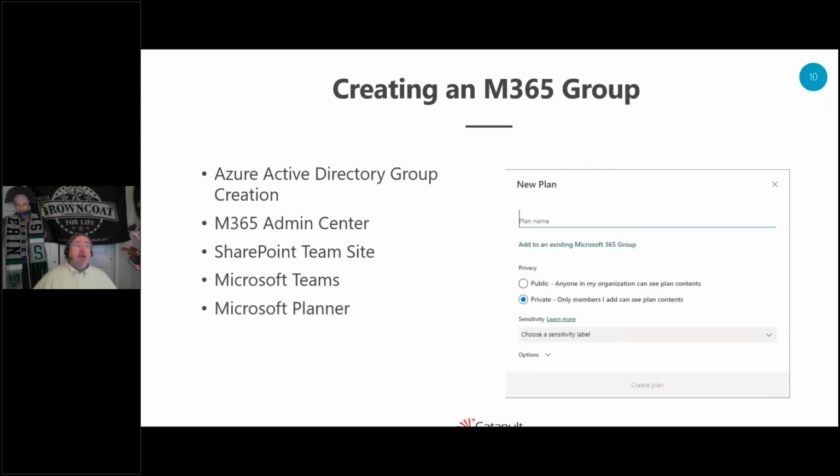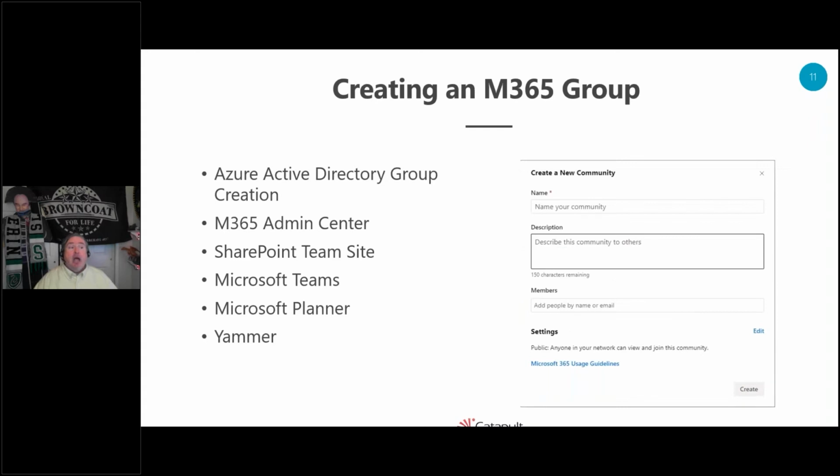I could, inside of Planner, go and create a brand new plan. And when I do that, it's going to say, oh, well, if you're a brand new plan, you need to either add this to an existing Microsoft 365 group, or it's going to create one for you when you go ahead and create that, okay? I can go to Yammer and create a brand new community. And when I do that, it's going to automatically create a Microsoft 365 group behind the scenes to handle the file storage and everything else that I will need in that situation.